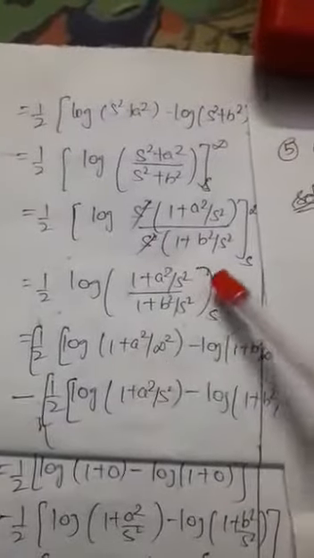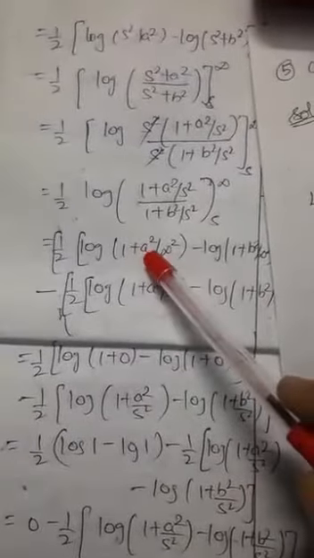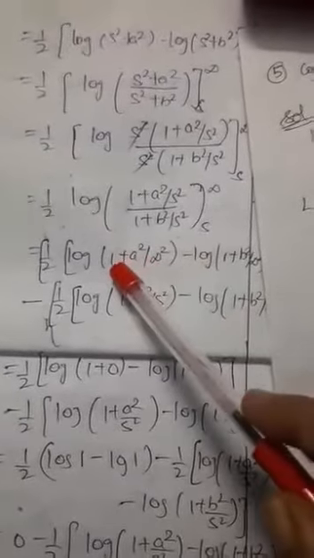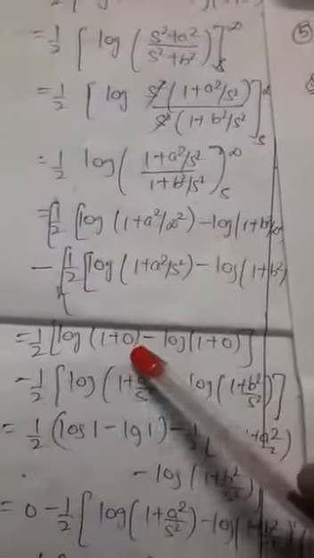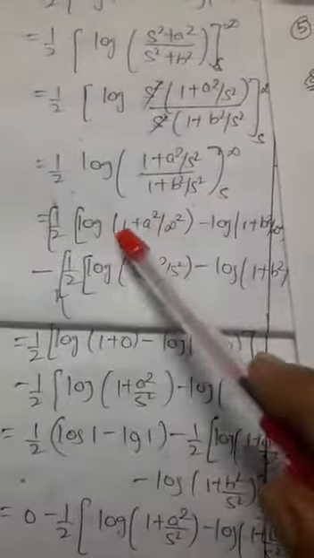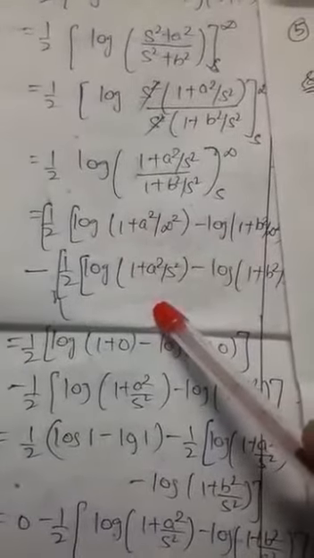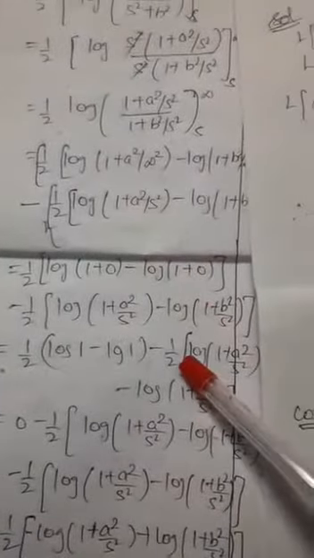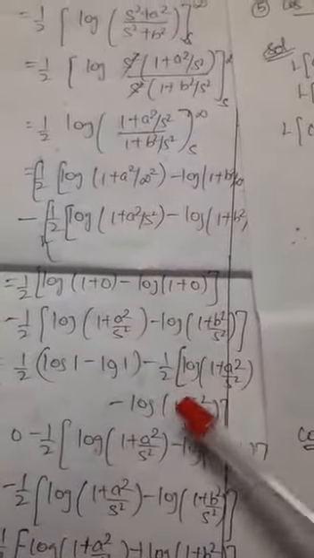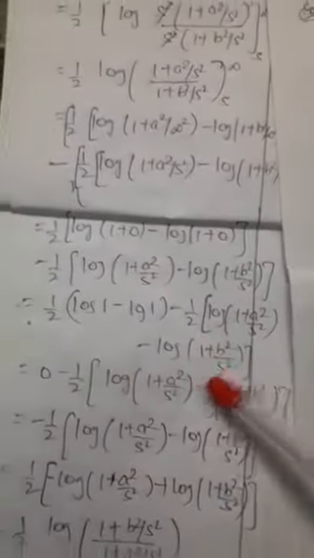Now substitute the upper limit and lower limit. After substituting, as usual, anything divided by infinity will become 0. So log 1 minus log 1 is 0. So the first term of the limit will go off and only the second term will remain. That second term will be minus and minus: minus of log of (1 plus a square by s square) minus log of (1 plus b square by s square). So that is the second term.